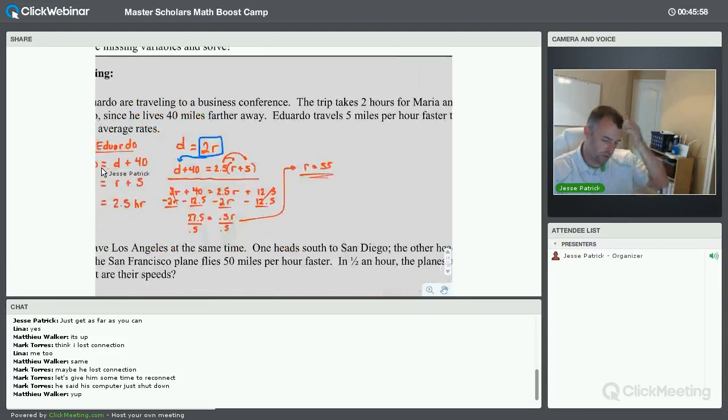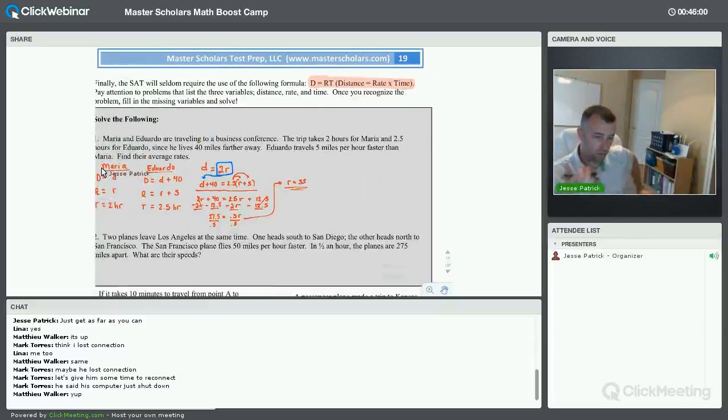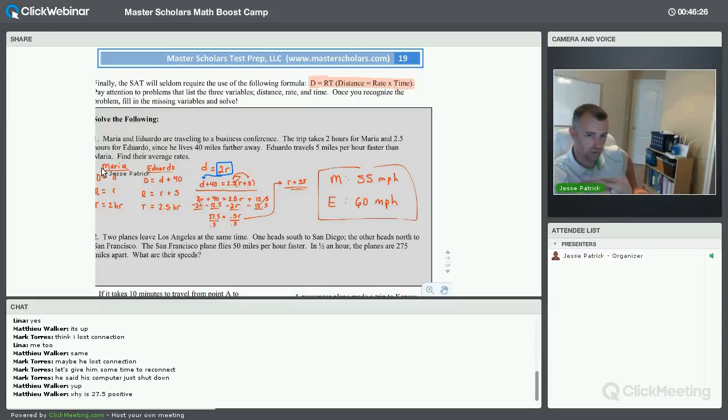Now, with this problem, once you get the rate, that would be Maria's rate, because you see that Maria's is R. Eduardo is just going to be 5 more. They want their average rate, so I'll say M is 55 miles per hour, where Eduardo, which I'll just call E, is going to be 5 more than that, so 60 miles per hour. So those are your two rates. Again, that's dealing with distance, rate, and time.